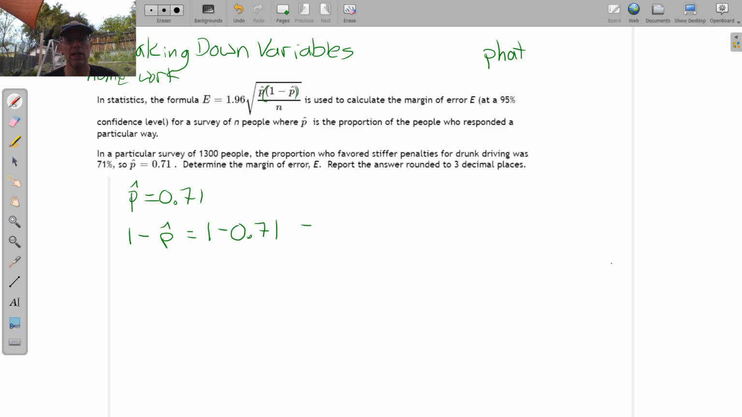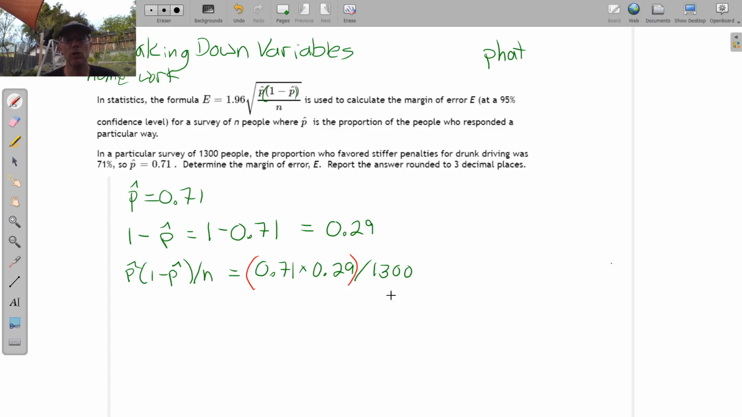I should double check that on a calculator. I thought it was 0.29 or 29%. I'll double check that in a moment. Then I have to divide that by n. So I'm going to have p hat times 1 minus p hat divided by n. That would be 0.71 times 0.29, p hat times 1 minus p hat, divided by 1,300. Usually if you have a complicated numerator or denominator, you should put it in parentheses to be safe. So that's not a bad thing to do here.